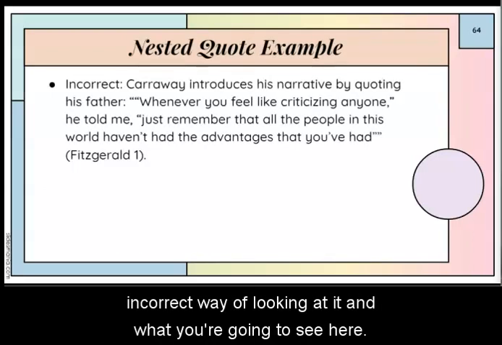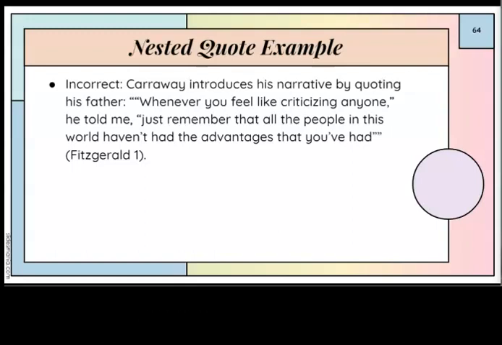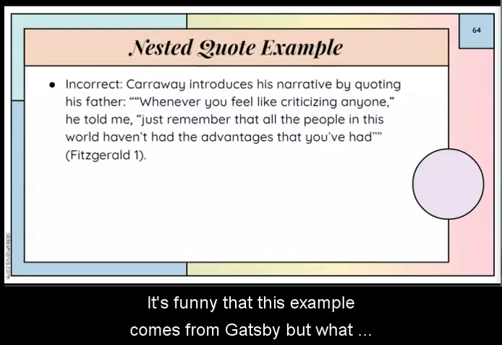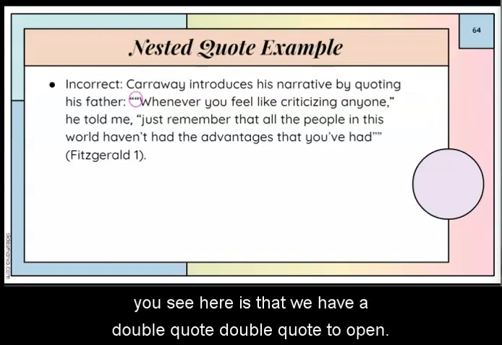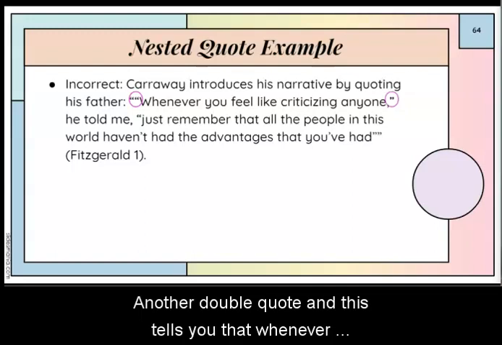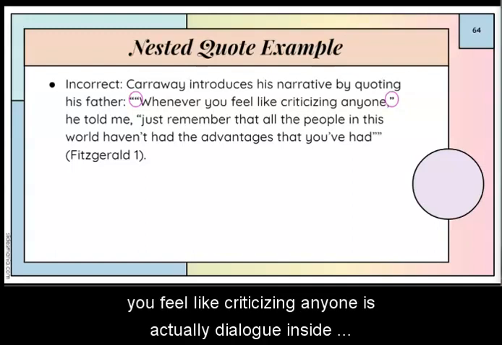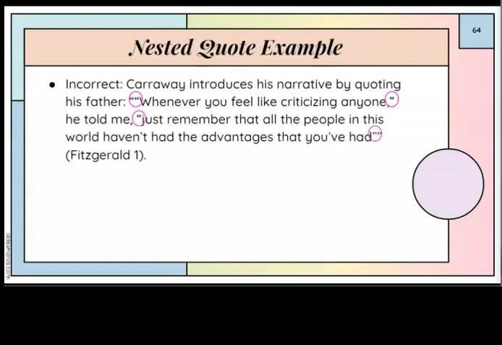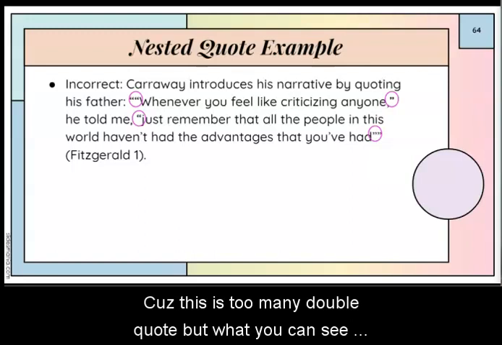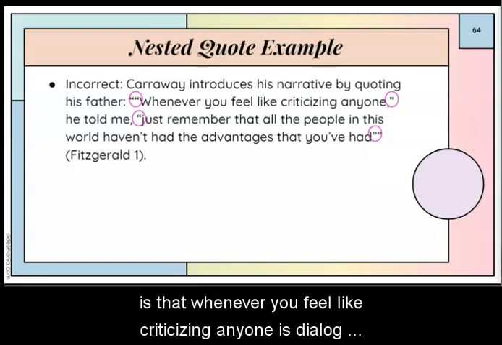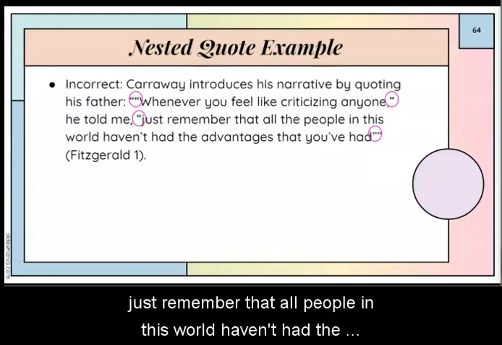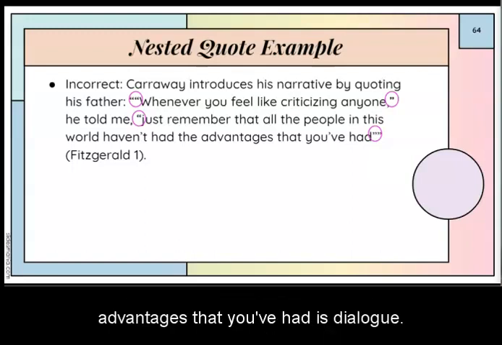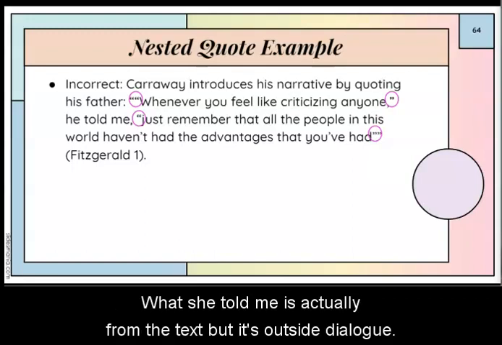Okay, this is an incorrect way of looking at it. And it's funny that this example comes from Gatsby, but what you see here is that we have a double quote to open, another double quote, and this tells you that whenever you feel like criticizing anyone is actually dialogue inside, right? You can see then there's another double quote, and then there's double at the end. Okay, this is too many double quotes, but what you can see is that whenever you feel like criticizing anyone is dialogue. Just remember that all people in this world haven't had the advantages that you've had is dialogue. But he told me is actually from the text, but it's outside dialogue.